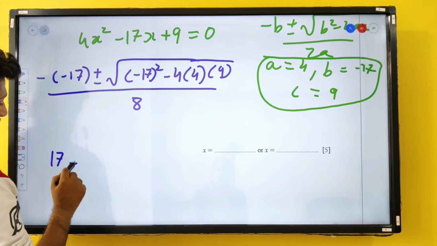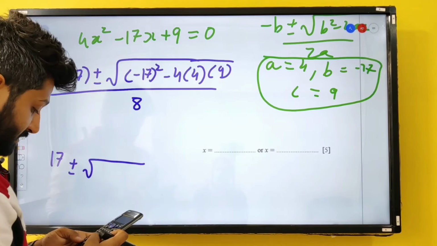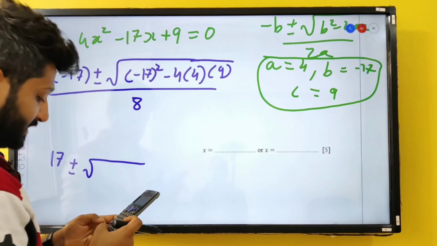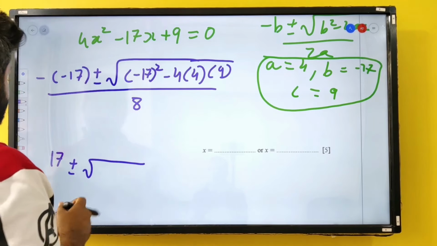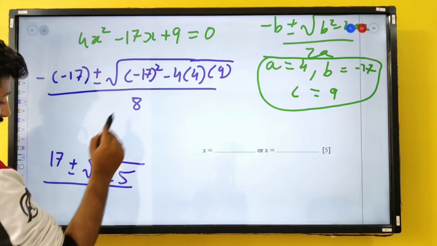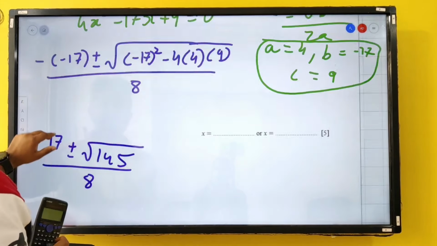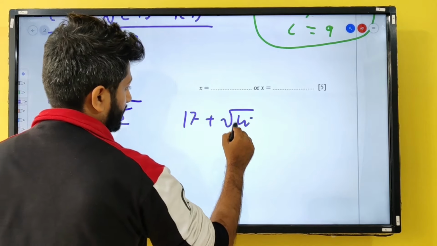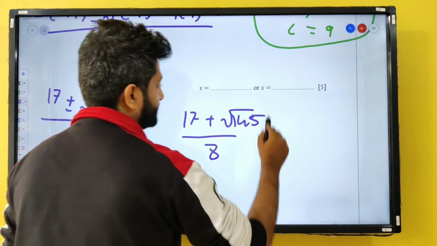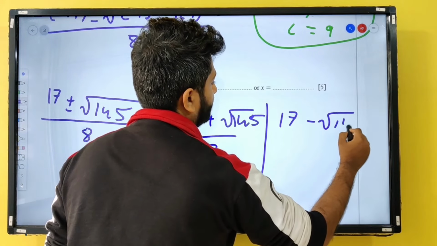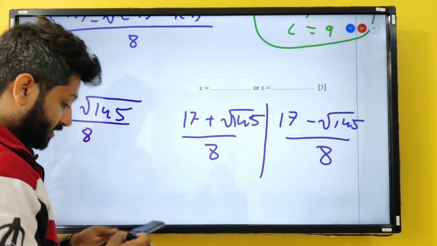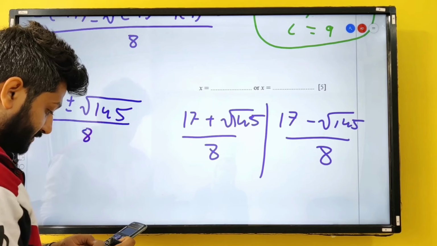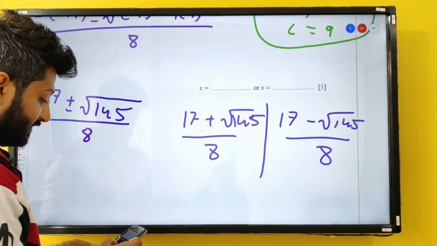So 17 plus or minus root of 17 square minus 9 4s are 36, 36 4s are 144. I think this is 145 upon 8. So I have my answers. My first answer is going to be 17 plus root 145 by 8, and my second answer is going to be 17 minus root 145 by 8. So 17 plus root 145 divided by 8.